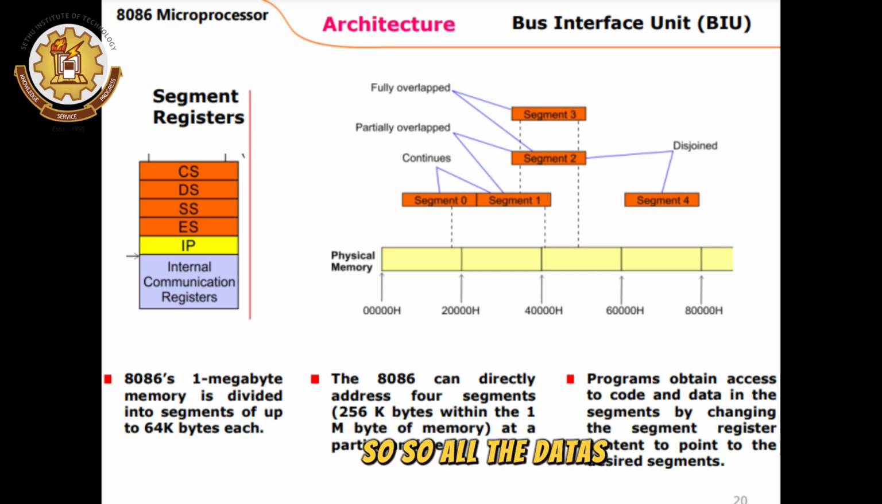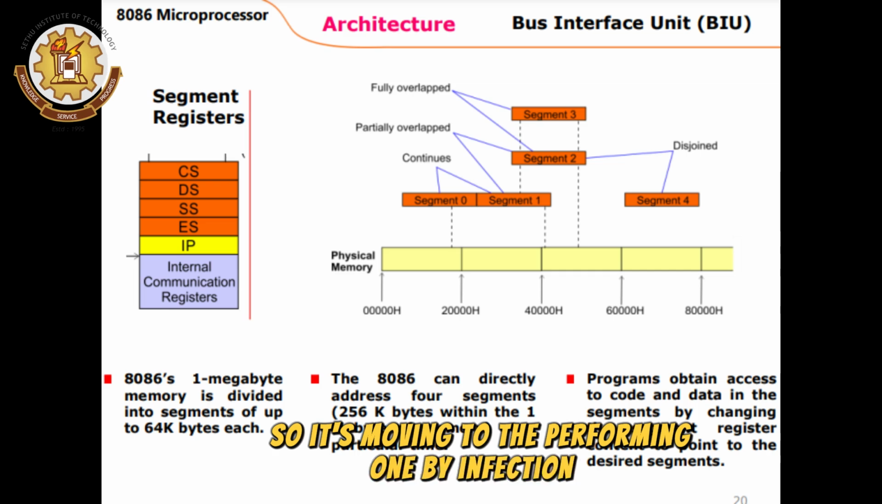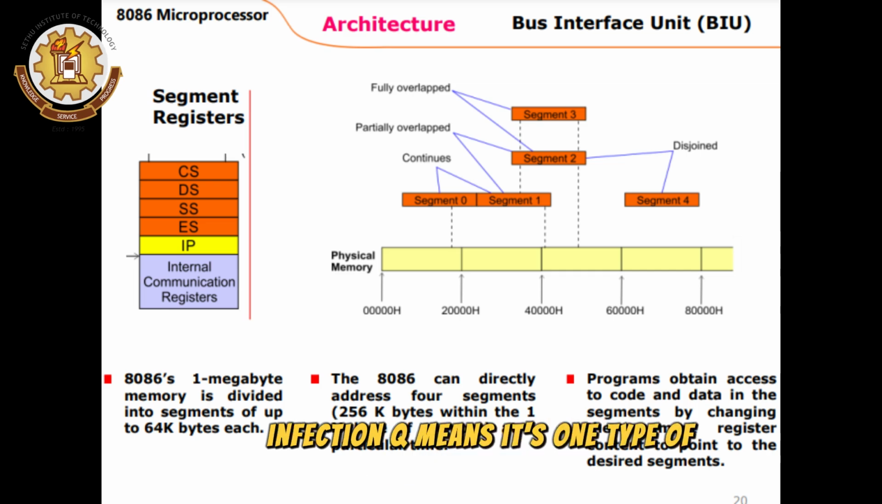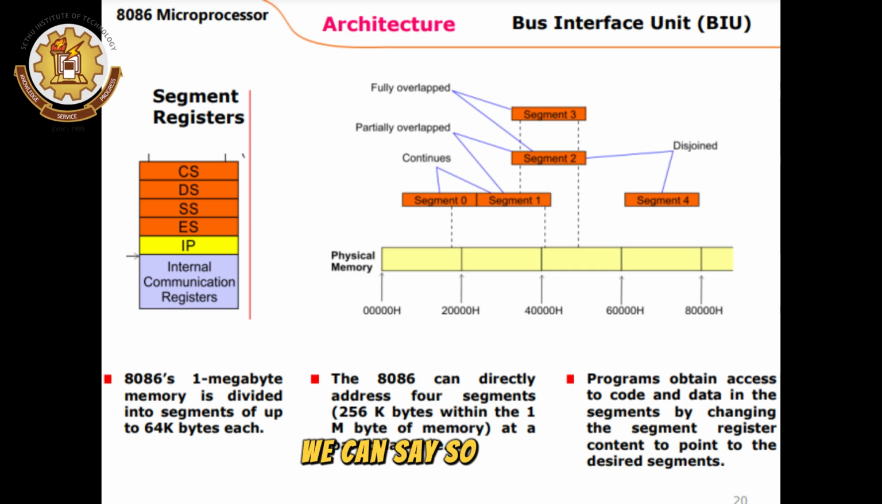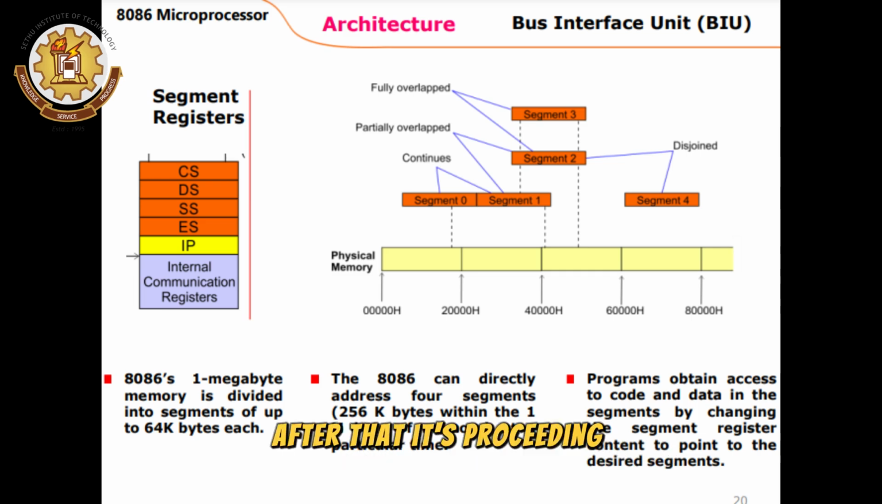All the registers go to the ALU. ALU means arithmetic logic unit. Then it moves on to the instruction queue. Instruction queue is one type of pipelining, we can say, of 1 to 5 or 1 to 6 bytes. So one by one the instructions are queued. After that, it proceeds to the operands and flags.